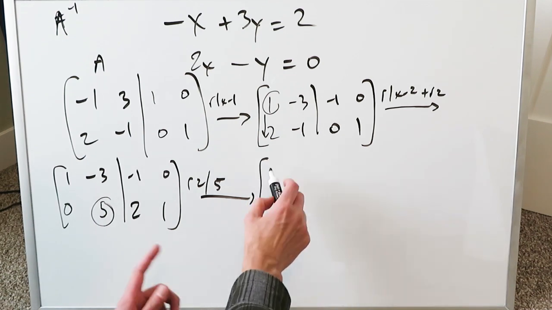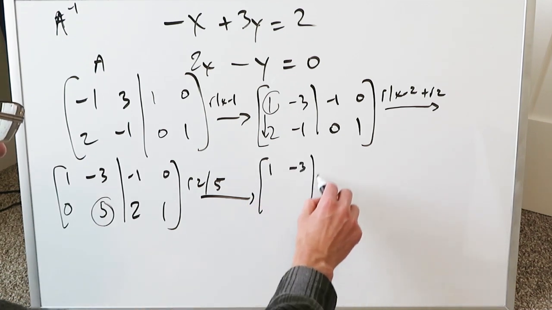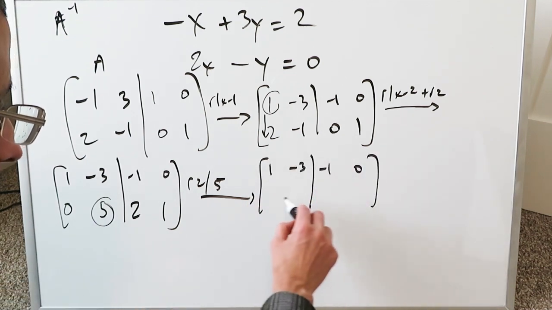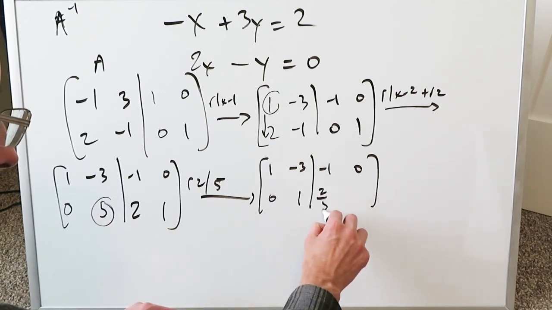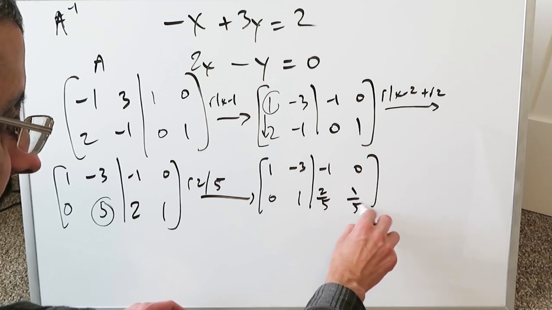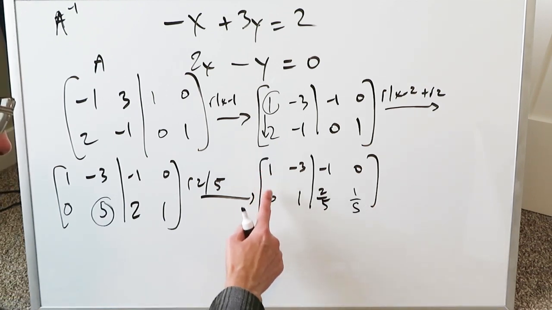The first row is nothing. You're not doing anything with it, so it stays as is. -1, a 0. You have here a 0. 5 divided by 5 is a 1. 2 divided by 5 is a 2 over 5. 1 divided by 5 is a 1 over 5. Now I've made progress. I've gotten my 1 0 1.